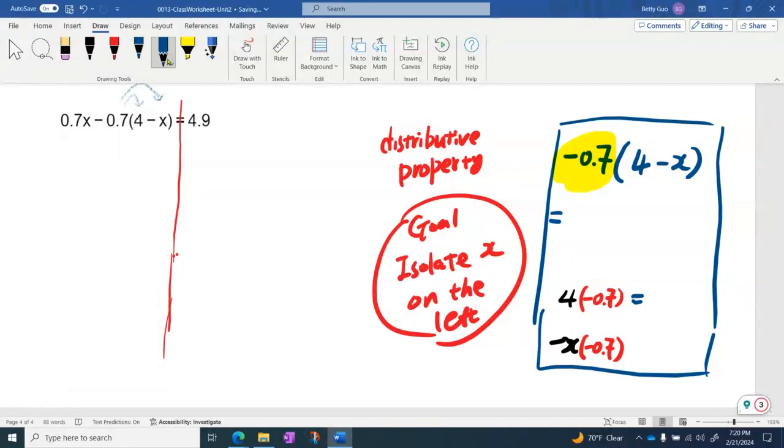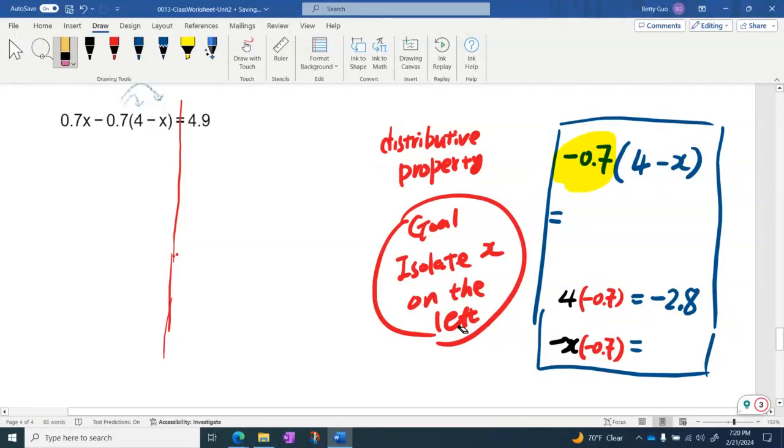Let's see what we have after that. Positive times negative is negative. And you have a calculator, right? As I said, I don't worry about the decimals because you can use a calculator to handle decimals very well. 4 times 0.7 gives us 2.8, negative 2.8. And negative x times negative 0.7. Let me rewrite this, negative x.